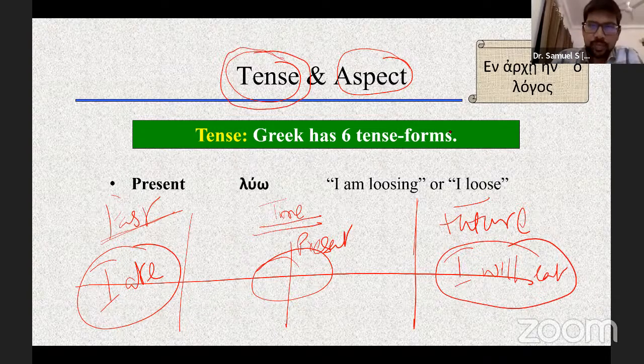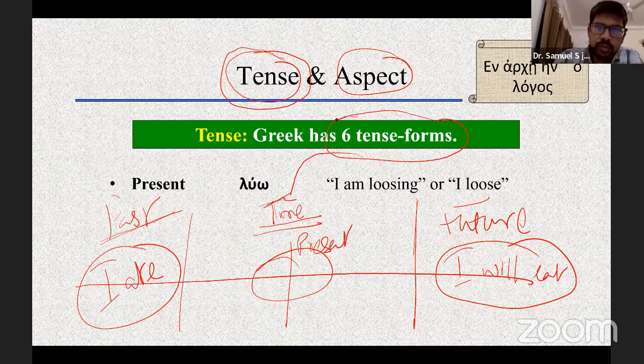And for a long time in New Testament Greek studies, the 6 tense forms also were thought about in this way, as time, that these 6 tense forms in Greek are somehow communicating a time element.